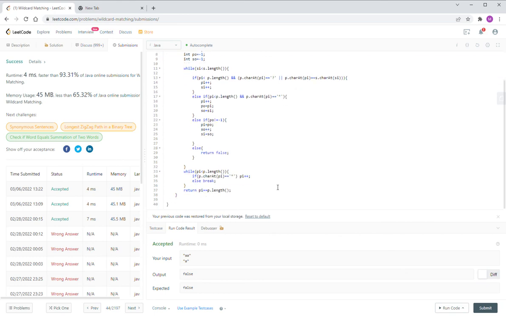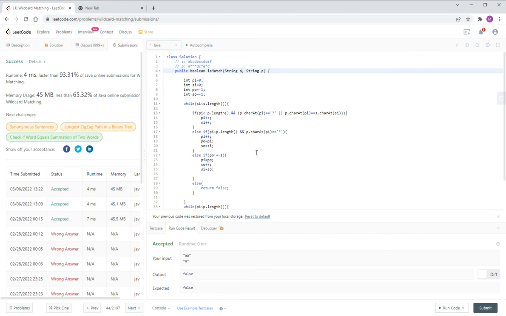For space complexity, this one did not use too much extra space, so it's big O of 1.